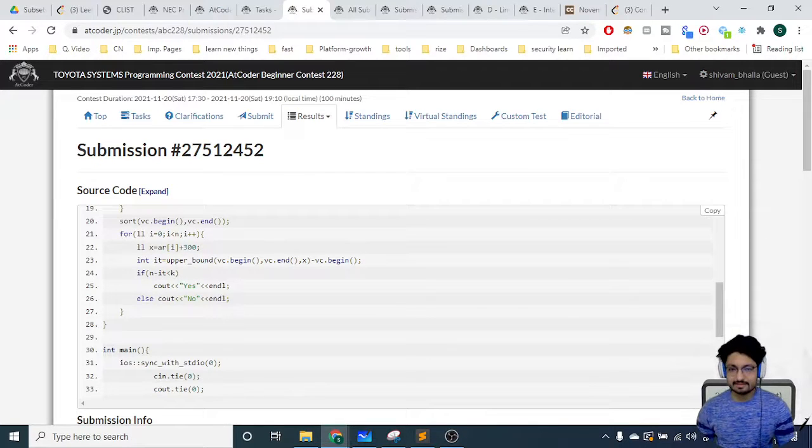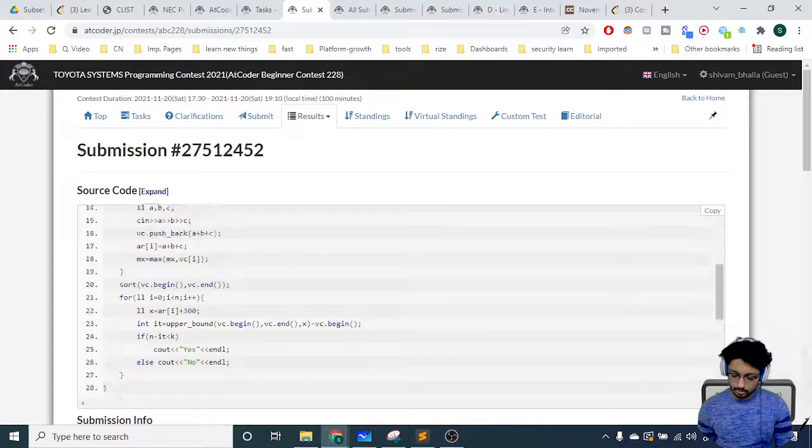Then I will subtract n from IT, because I have to get the rank from back. If it is less than k, which means that I will land in the top k, then only I will print yes, that I can get in the top k with this scenario, that I will get 300 and all the other students will get 0. In that scenario, if I get a rank in top k, then I will return yes, else the answer is no, that I will not get into the top k even if I get the maximum marks and everyone else gets 0. So that's the whole code.